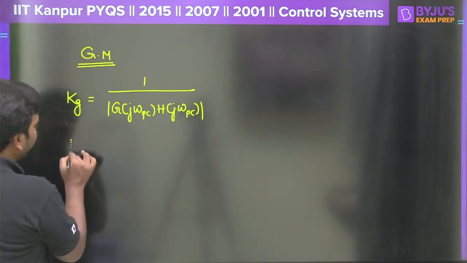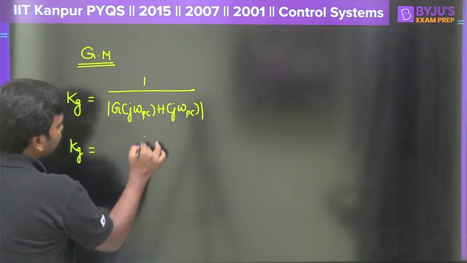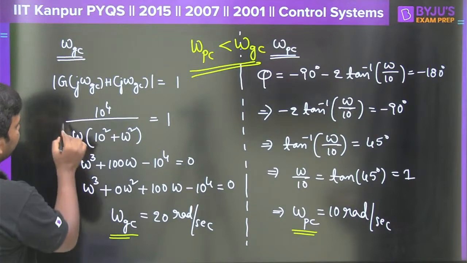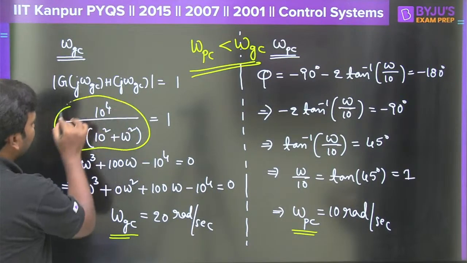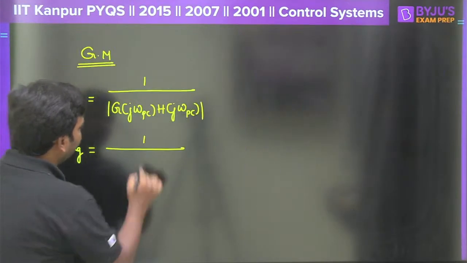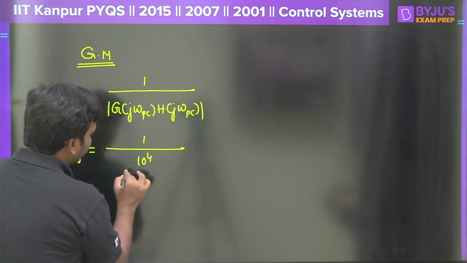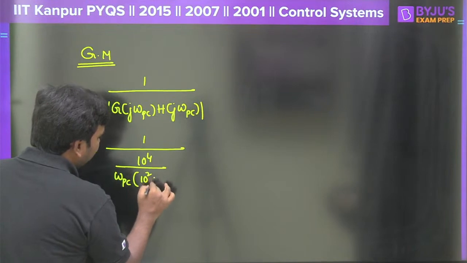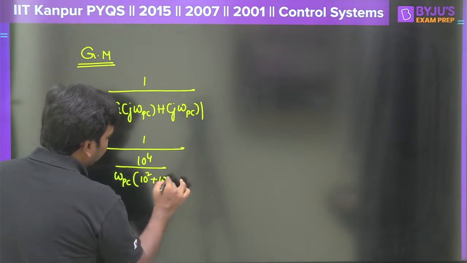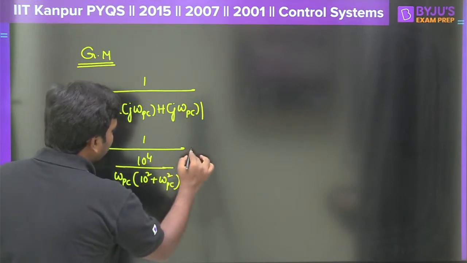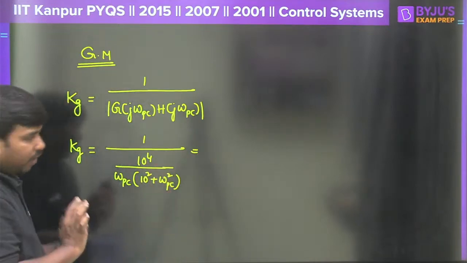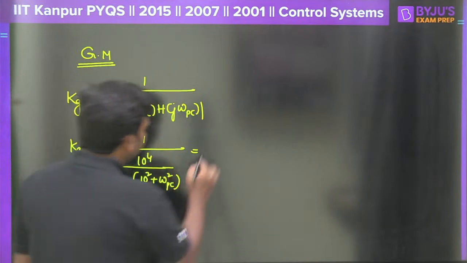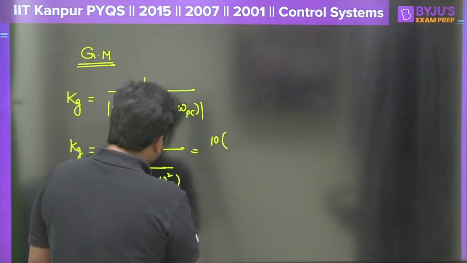So Kg can be written now as 1 divided by modulus of this one. This is actually considered as your magnitude. So 10 power 4 will be there here, divided by omega Pc, and then 10 square plus omega Pc square here. Omega Pc we got as 10 here, so it will be 10 into 10 square plus 10.